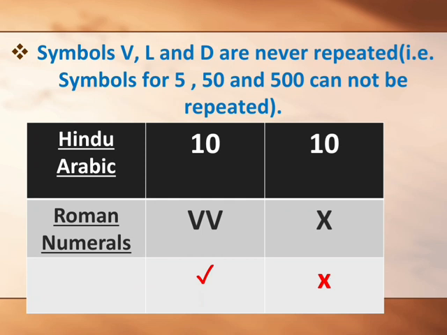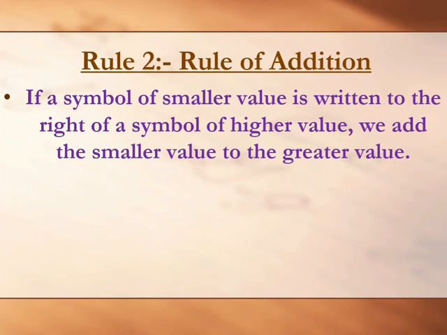Now, let's look at the second rule. Rule of addition, that is our rule number 2. It says that if a symbol of smaller value is written to the right of a symbol of higher value, we add the smaller value to the greater value. Let us see an example. Here, XI equals 10 plus 1, which has a value in the Hindu-Arabic system as 11.